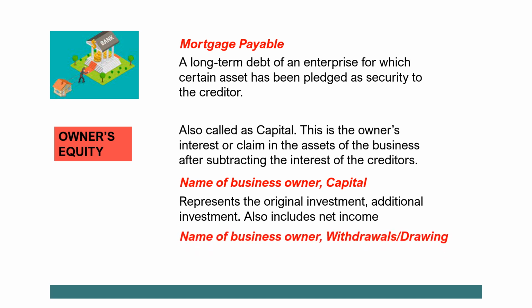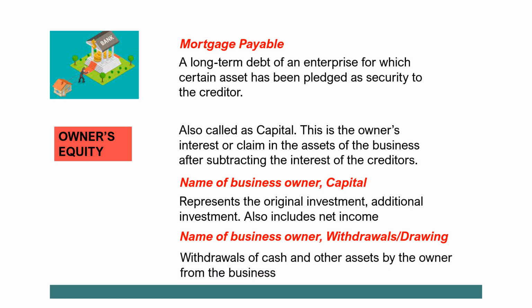Okay, about name of business owner, withdrawals/drawing. Example, the same name of business owner, Gian Season, withdrawals/drawing. And that is the withdrawals of cash and other assets by the owner from the business. So those are the two account titles we use under owner's equity.